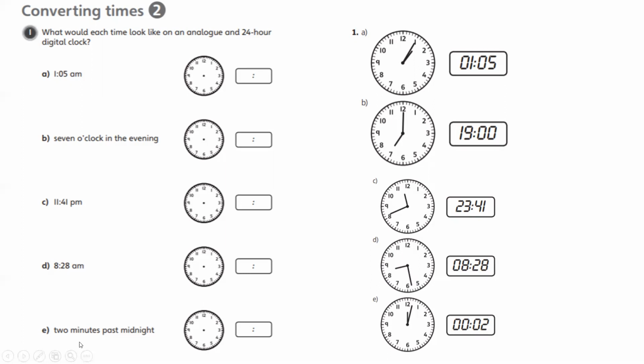And then the last question here is 2 minutes past midnight. So midnight is just as it's starting the new day. So we're going to have 00. So it's 00 for midnight, and 2 minutes past will be 02. And then when we draw it on the analog, the hour is pointing to the 12, and the minute hand is 2 minutes past.